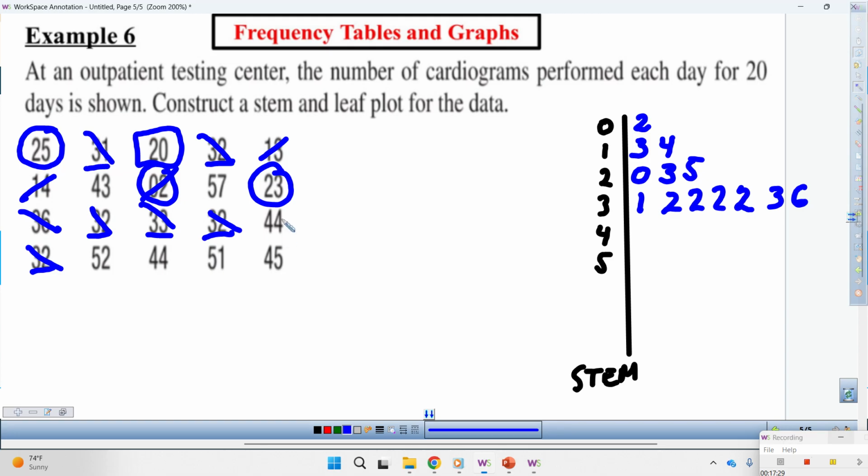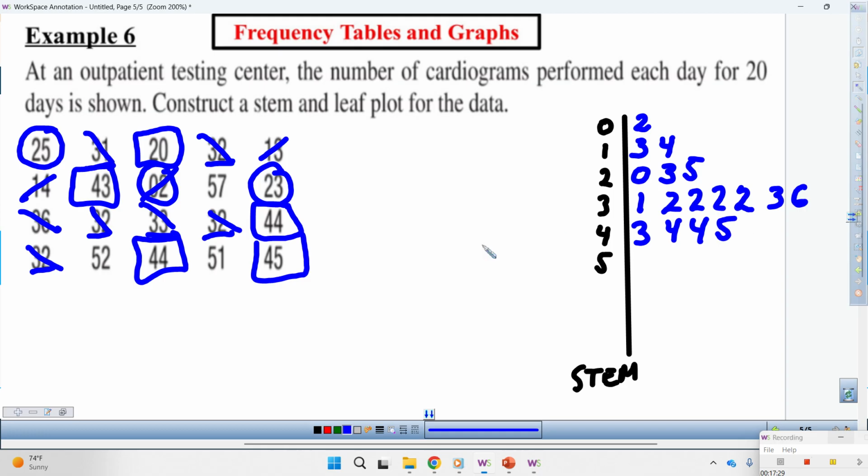How about in the 40s? We got 44, 44, 43. Any other? And 45. So we're going to start with 43. 2 44s. And 45.